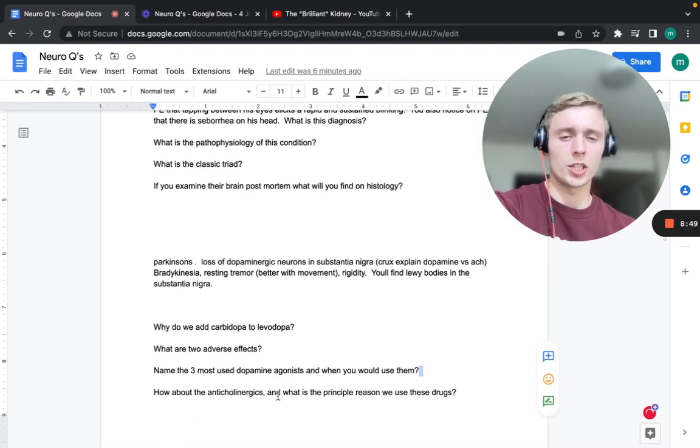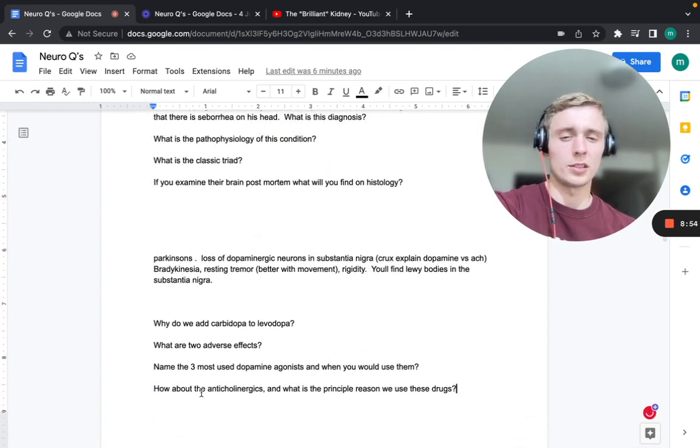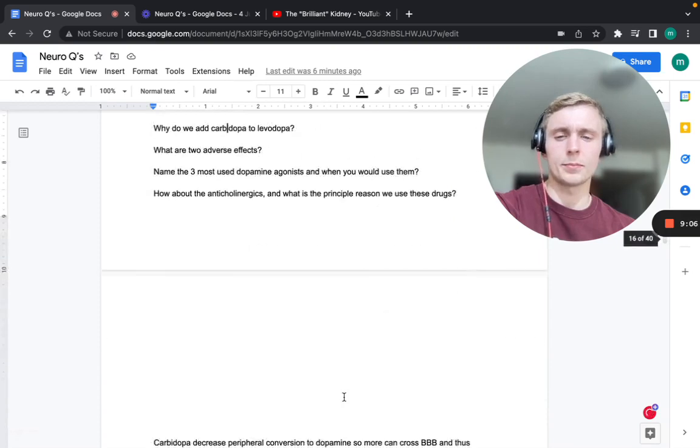And how about anticholinergics? What's the principal reason we use these drugs? So we already know this and we described it in a different case for nausea and vomiting when we use the antiemetics. So same thing. So how about anticholinergics? What are the three dopamine agonists? Adverse effects of carbidopa and levodopa.